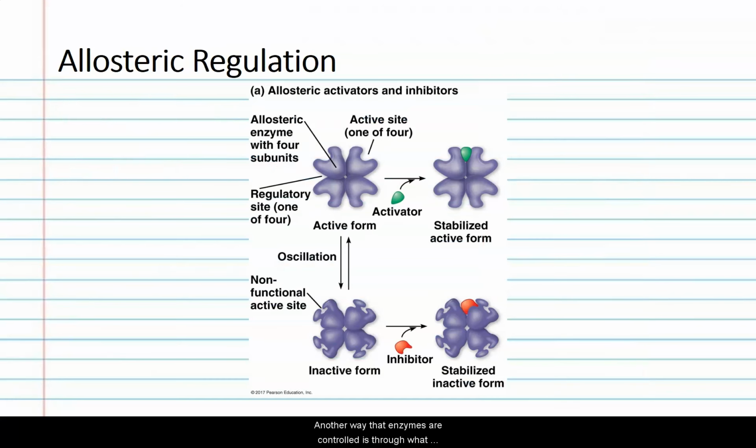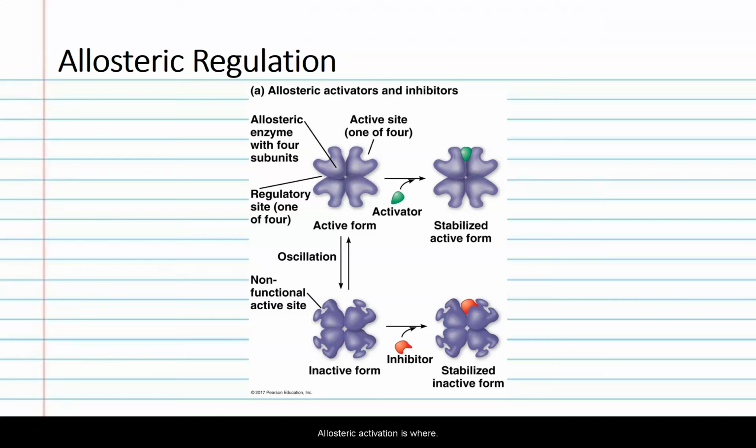Right, another way that enzymes are controlled is through what's called allosteric regulation. So I mentioned the word allostery earlier. Allostery means to change the shape of a protein. Now you can have allosteric activation and you can have allosteric inhibition.